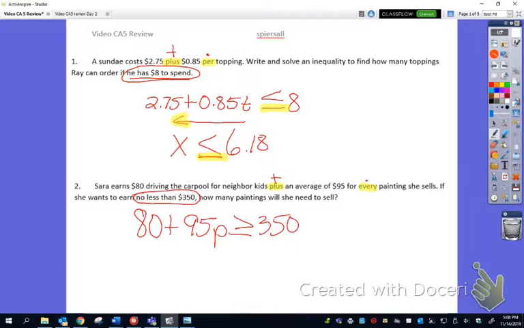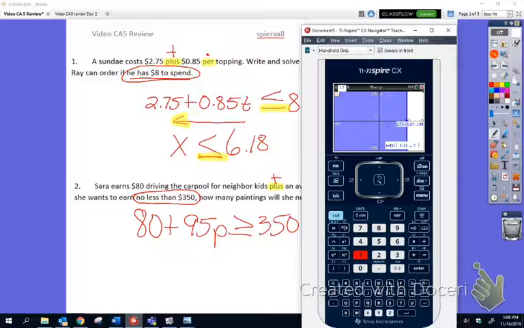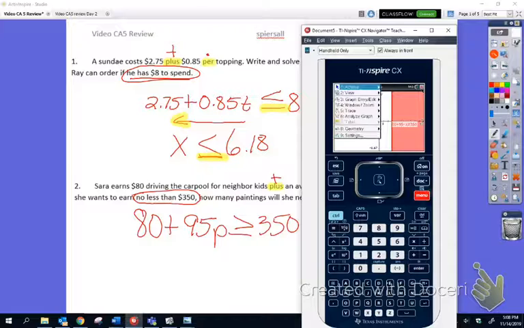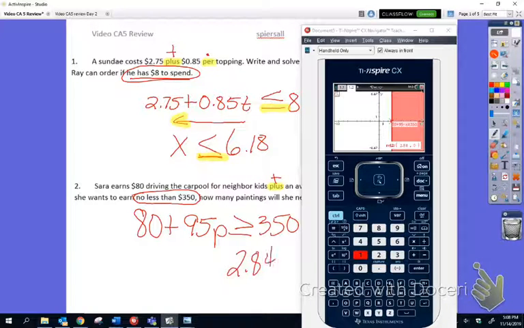Okay? So again, in your calculator, control doc, go to 2, delete 6, and I'm going to say 80 plus 95x, and then control equal, greater than or equal to, and then 350. Enter. Now do menu 5-1, and it is 2.84, so 2.84. Okay, and you have your X.